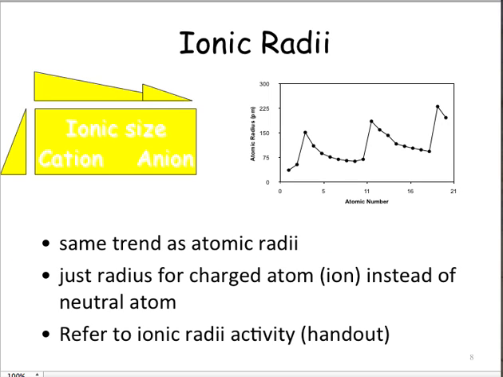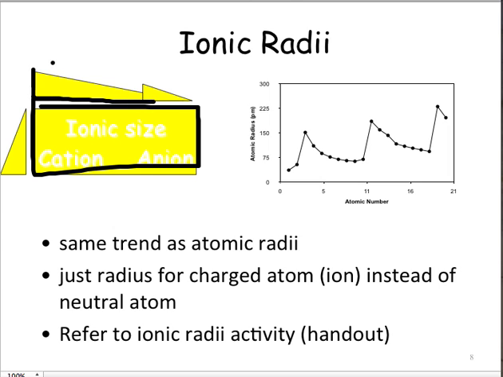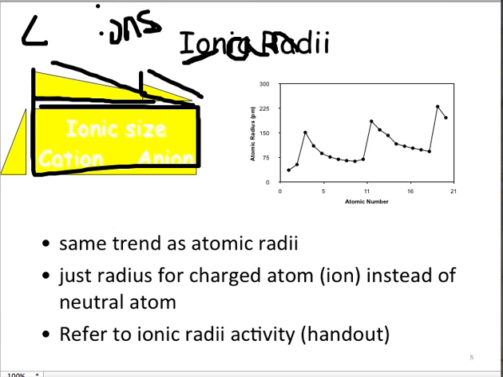Now, ionic radius is a little different. It's kind of like radius, except we are dealing with this idea. So here's our periodic table again, our little fake periodic table. We start off big and we get smaller, and then we have a spike, and then we get smaller again. And this is because on this side we have cations, and then on this side we have anions. So we have different things there.